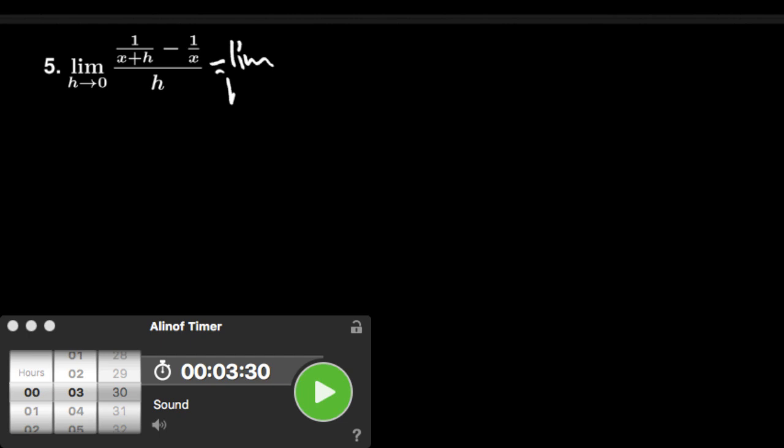The limit as h approaches 0 of, how can we simplify this? So we have fraction over fraction. Usually you would think, oh, just multiply the top by the reciprocal of the bottom. Let's not do that just yet. Let's get one term on top first. So let's do common denominator. I'm not gonna write it. You know what it is. So you get x minus, in parentheses, x plus h, all divided by x times x plus h.